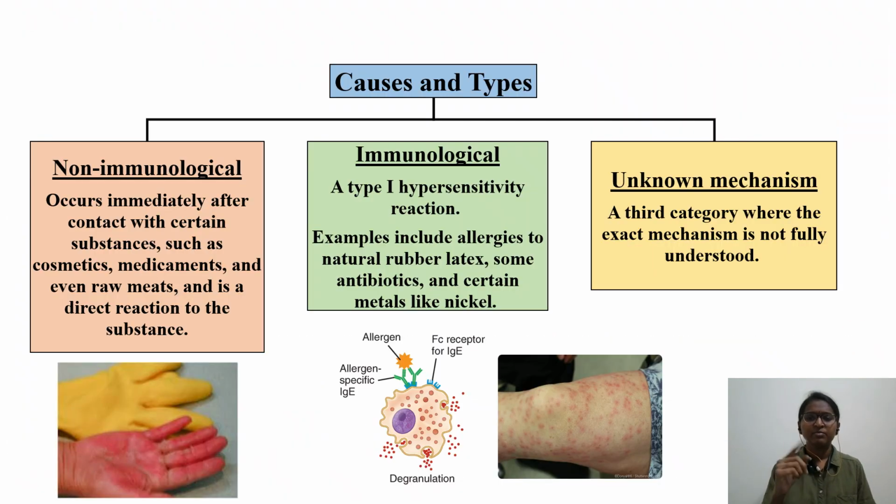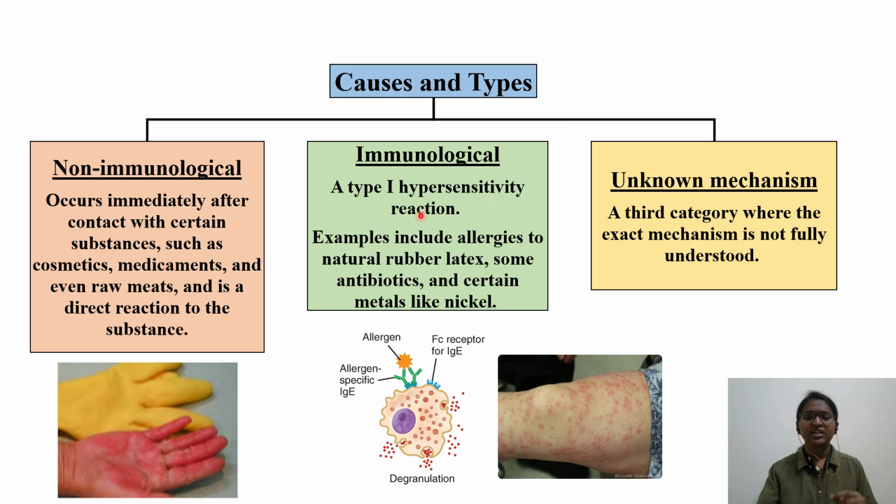Let's very briefly understand the causes and the types of contact urticaria. As I said, it is non-immunological or immunological, and there are certain types where no proper mechanism is established. The non-immunological type occurs immediately after contact with a certain substance. The origin of the substance might be anything: plant, animal, mineral, such as cosmetics, pharmaceuticals, even raw meat. There is a case with respect to red meat where it is causing contact urticaria. So read in detail about it. It is a direct reaction to the substance. There is no immune system involved, either type 1, 2, 3, 4, whatever. The immunological system is not involved.